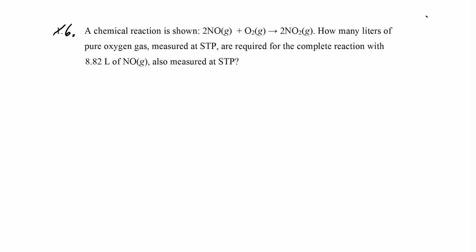A chemical reaction is shown: 2 moles of nitric oxide plus 1 mole of oxygen giving 2 moles of nitrogen dioxide. How many liters of pure oxygen gas measured at STP are required for the complete reaction with 8.82 liters of nitric oxide, also measured at STP?